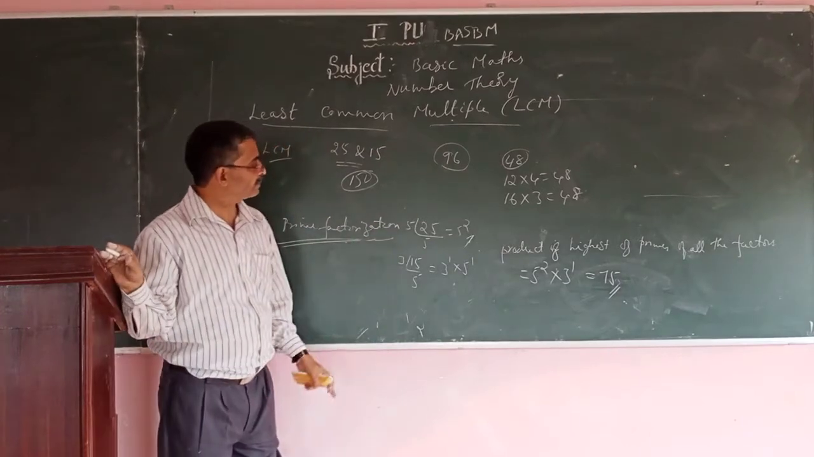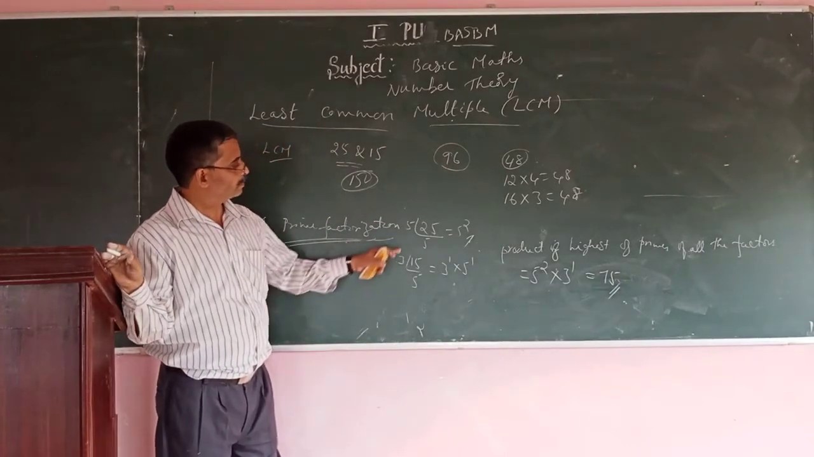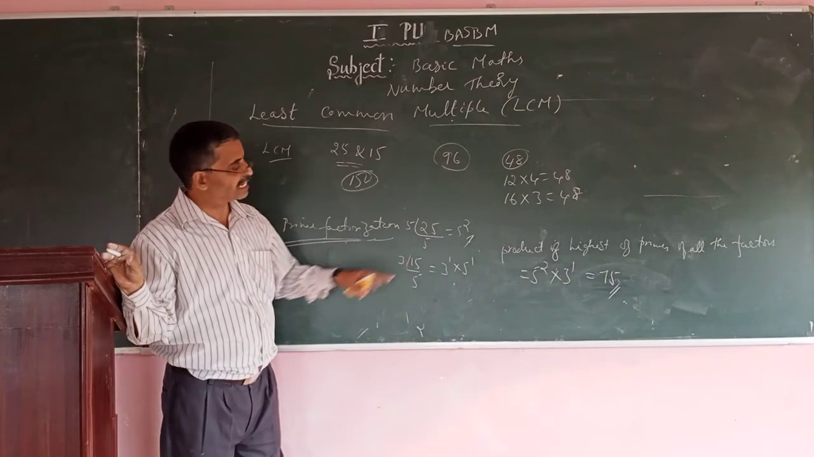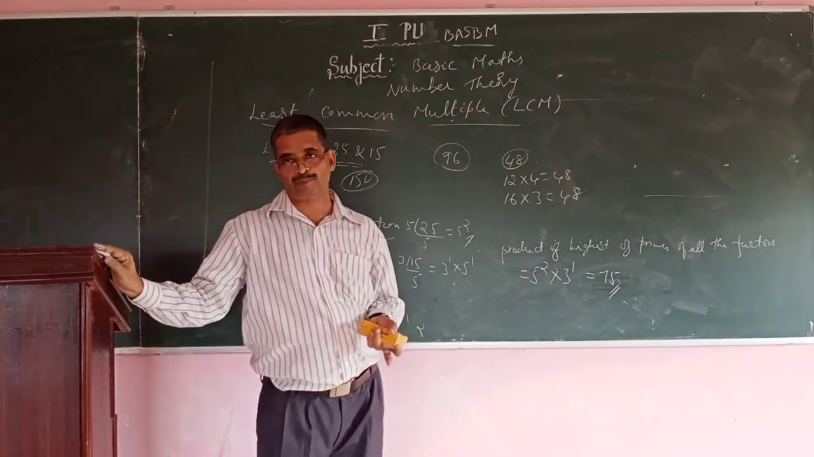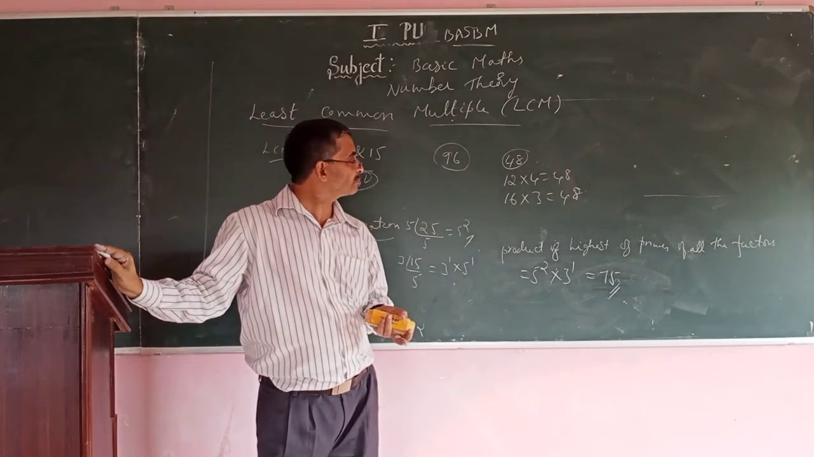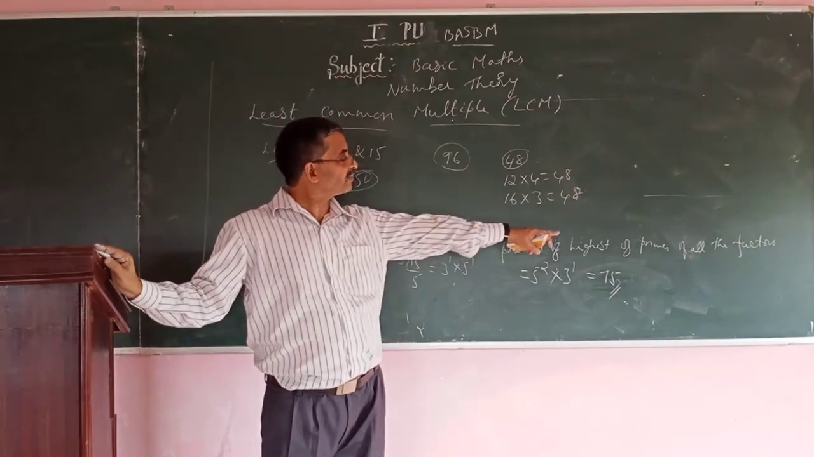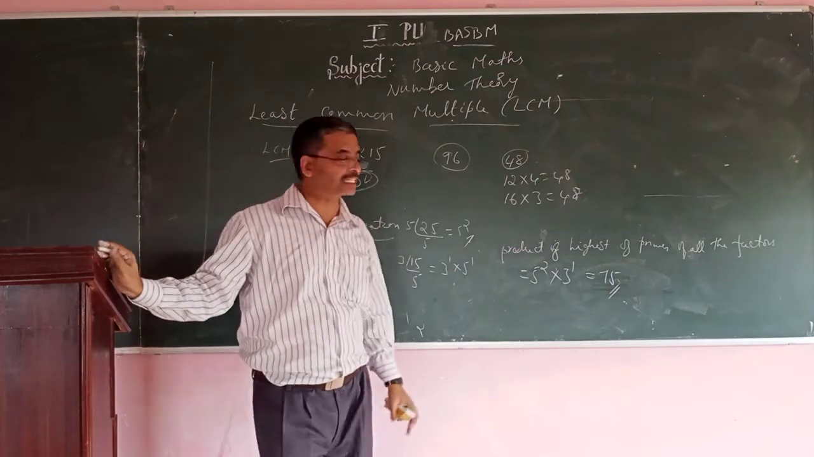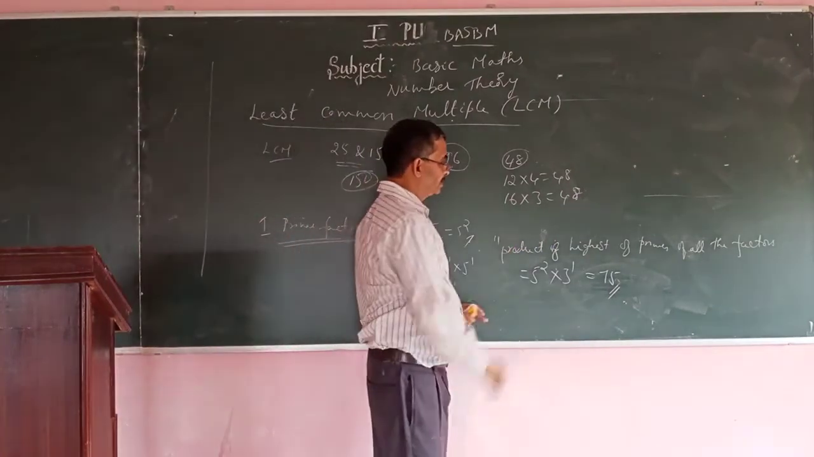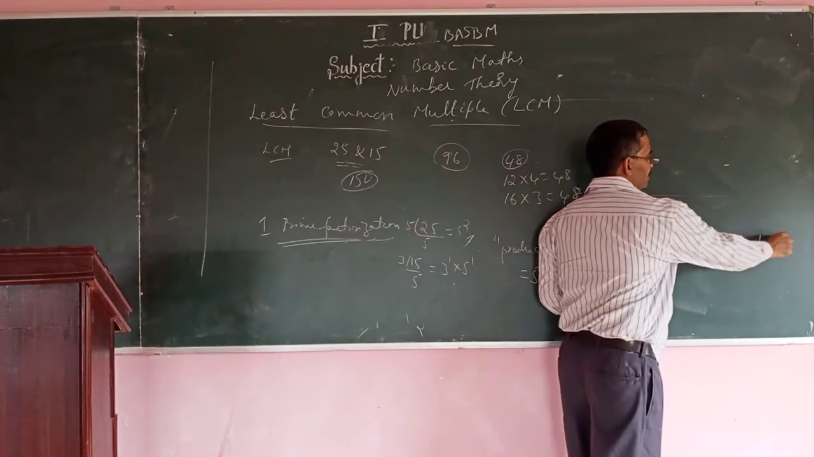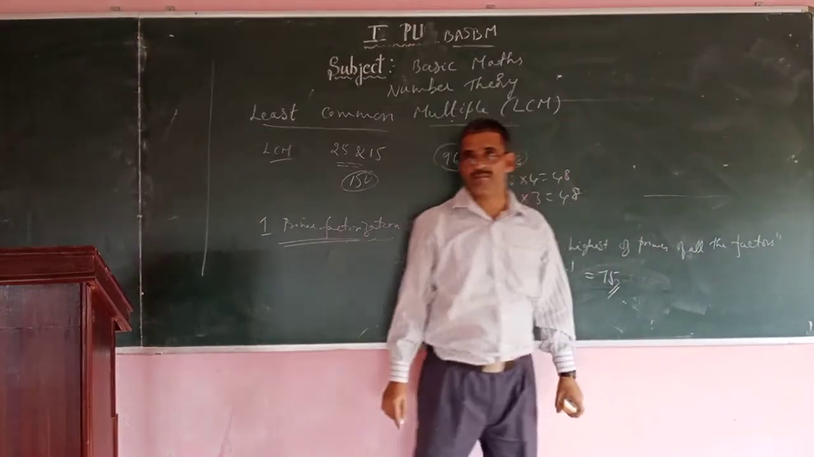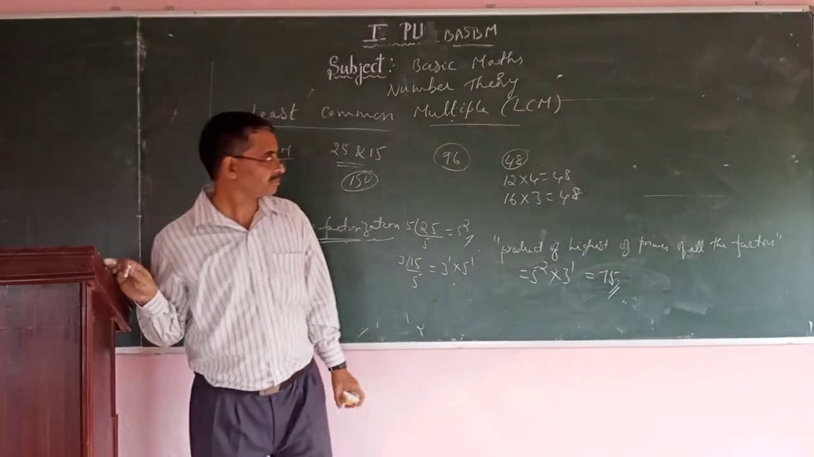So this is the method. Get the prime factorization first. Write the numbers as product of powers of primes. Then get the product of highest powers of all the factors. This is the prime factorization method.